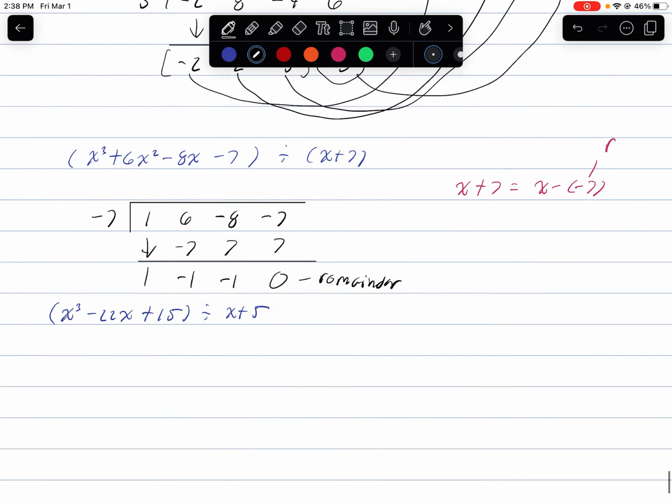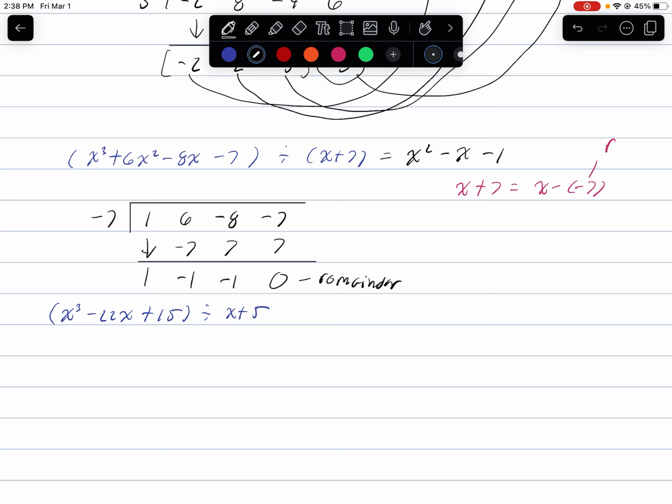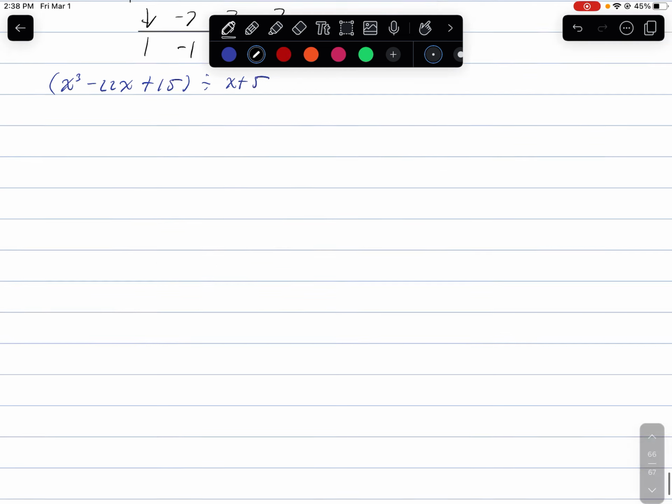And that means we're going to have now a polynomial that is 1 degree lower than what we started with. We started with x to the third, so we're going to have an x squared term out front. So we'll have 1x squared, or just x squared, minus 1x, or just x, and then minus 1, with no remainder. So this would be your answer.